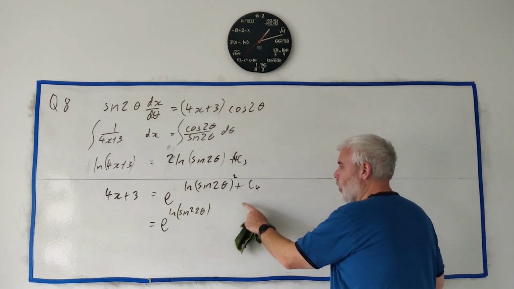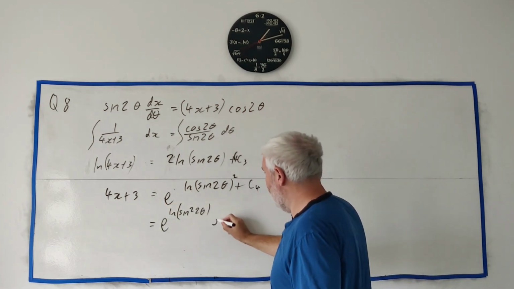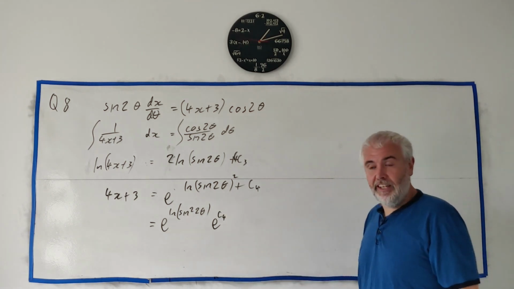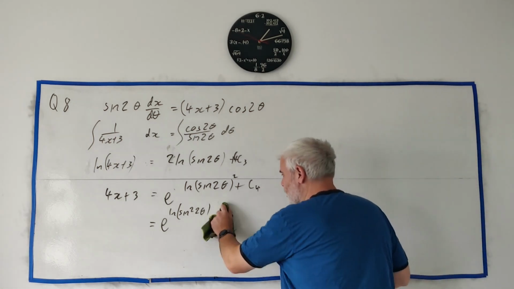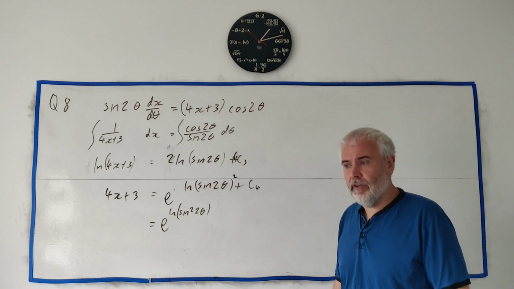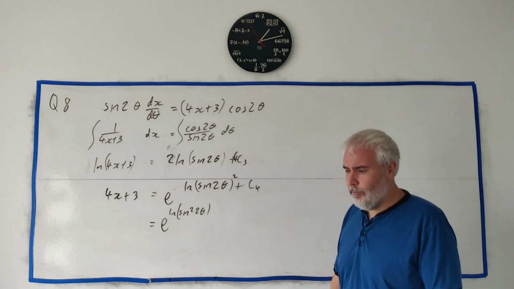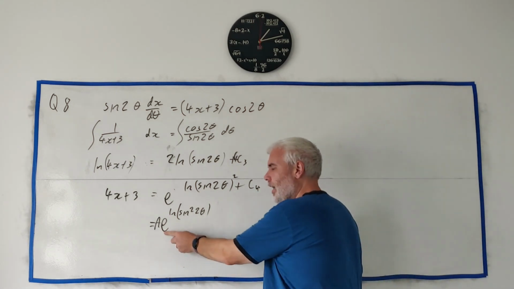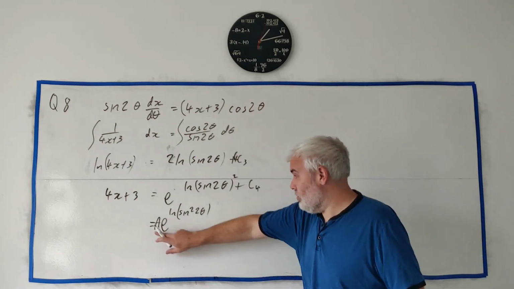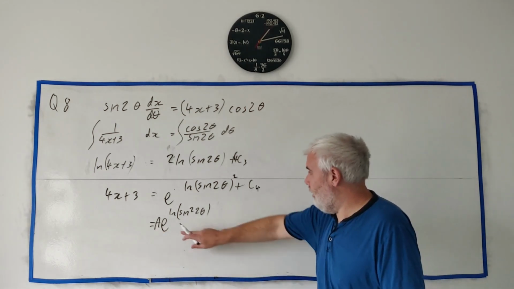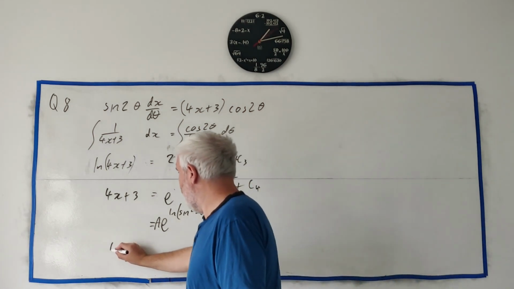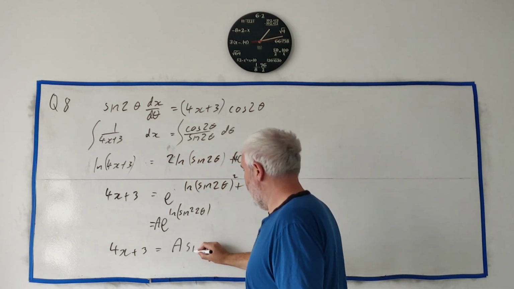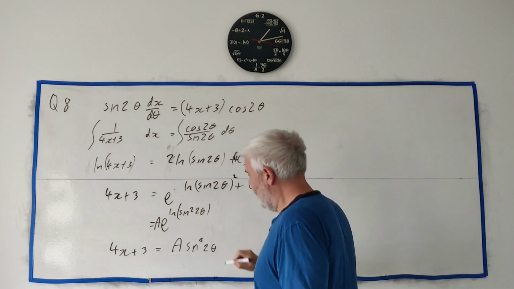E to the power of C4 is just the same as being multiplied by e to the power of C4. Again, this is now constant. It's a whole new constant. We could call it C5, or just C, but we tend to call it A when it's multiplying an exponential like this. It's still just a constant we don't know. And this e and this natural log destroy each other. So 4x plus 3 is equal to A times sine squared 2 theta.